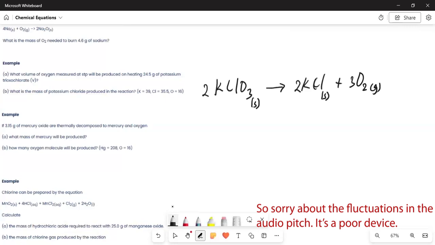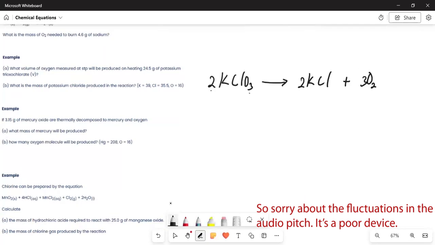And the question says, what volume of oxygen measured at STP will be produced on heating 24.5 gram of potassium trioxochlorate(V)? The question is on oxygen being produced from potassium trioxochlorate(V). So the question borders on this and this, and it's asking for the volume of oxygen measured at STP. Now at STP, 1 mole of any gas occupies a volume of 22.4 dm³. And that's the standard. As long as it's STP, that is standard temperature and pressure, 1 mole of a gas, we always have this volume.